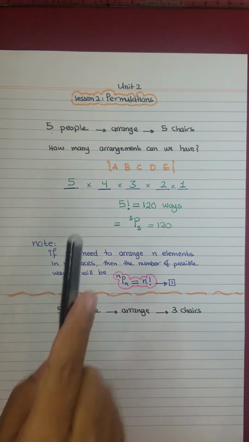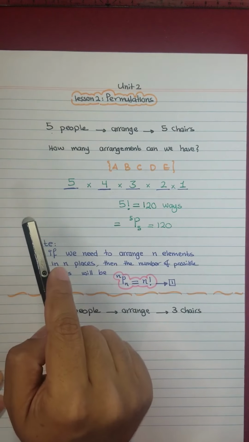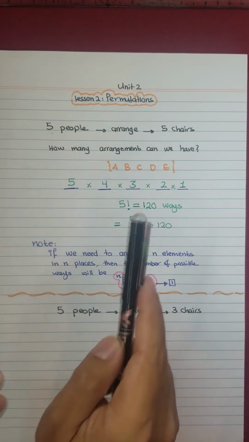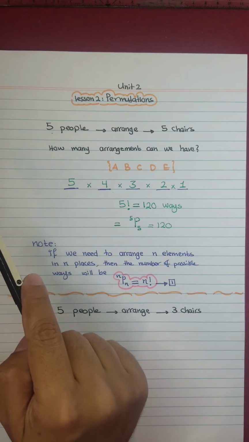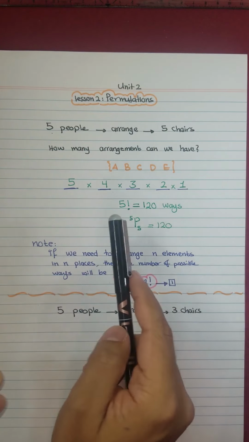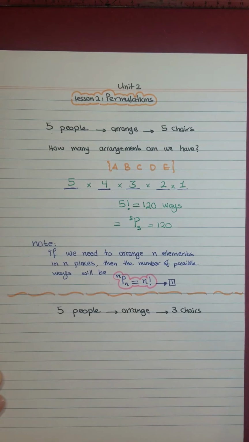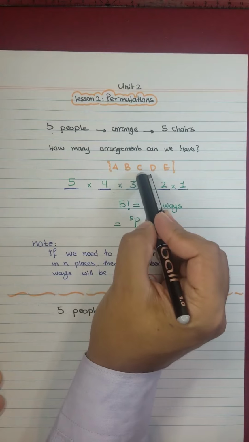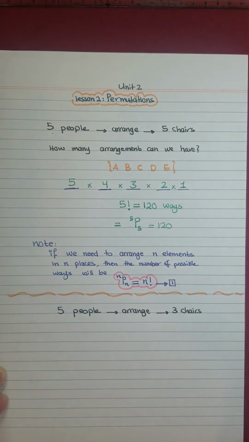So I can select A and B and C, and then I have different arrangements. Maybe A will sit first, and then B, and then C. Or maybe A will sit first, and then C, and then B. Or maybe B will sit first, and then A, and then C. Or maybe B will sit first, and then C, and then A. I hope you get the idea. Or maybe we'll choose B and C and D. Maybe we'll choose C and D and E. We will choose 3 out of the 5, and then we will arrange those 3. So the question is, how many ways can we do that?